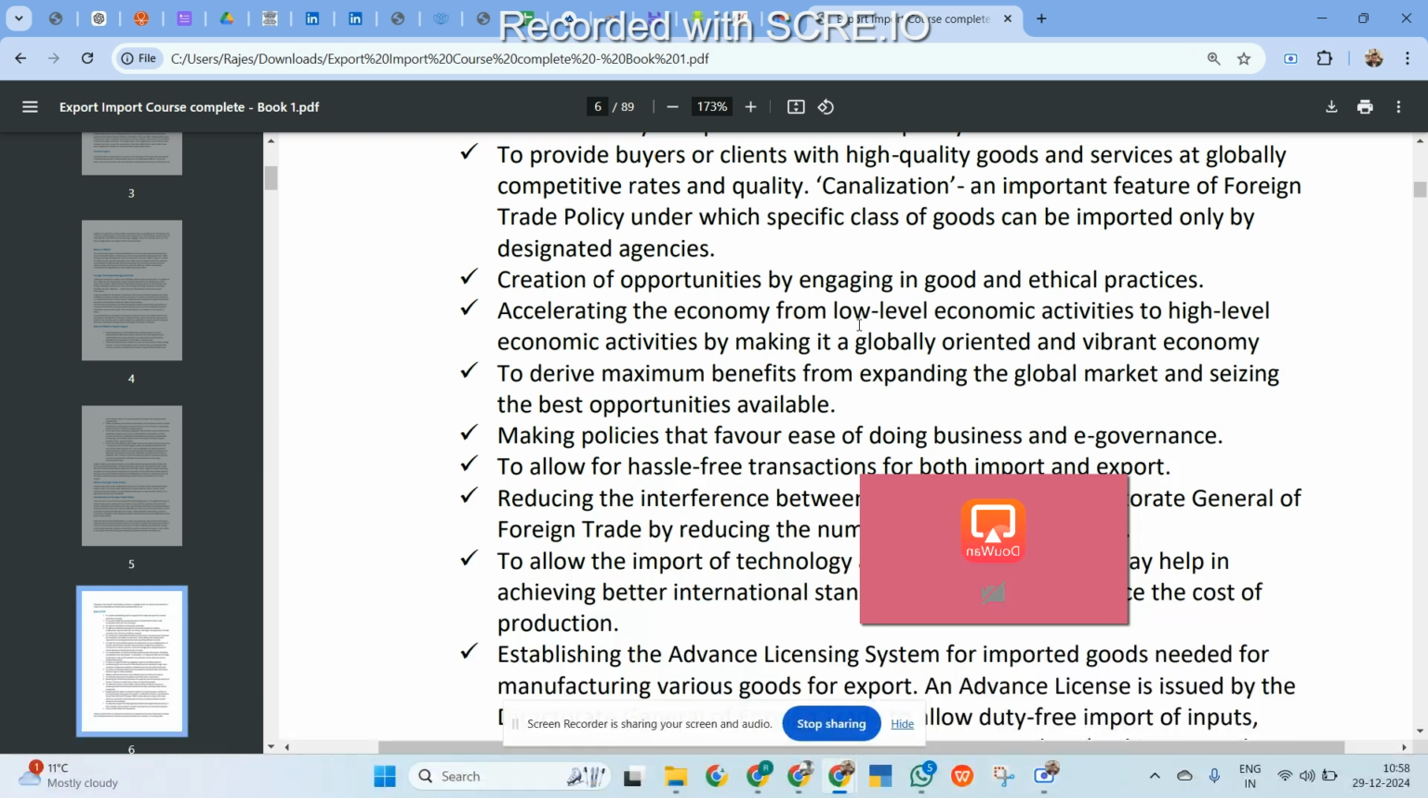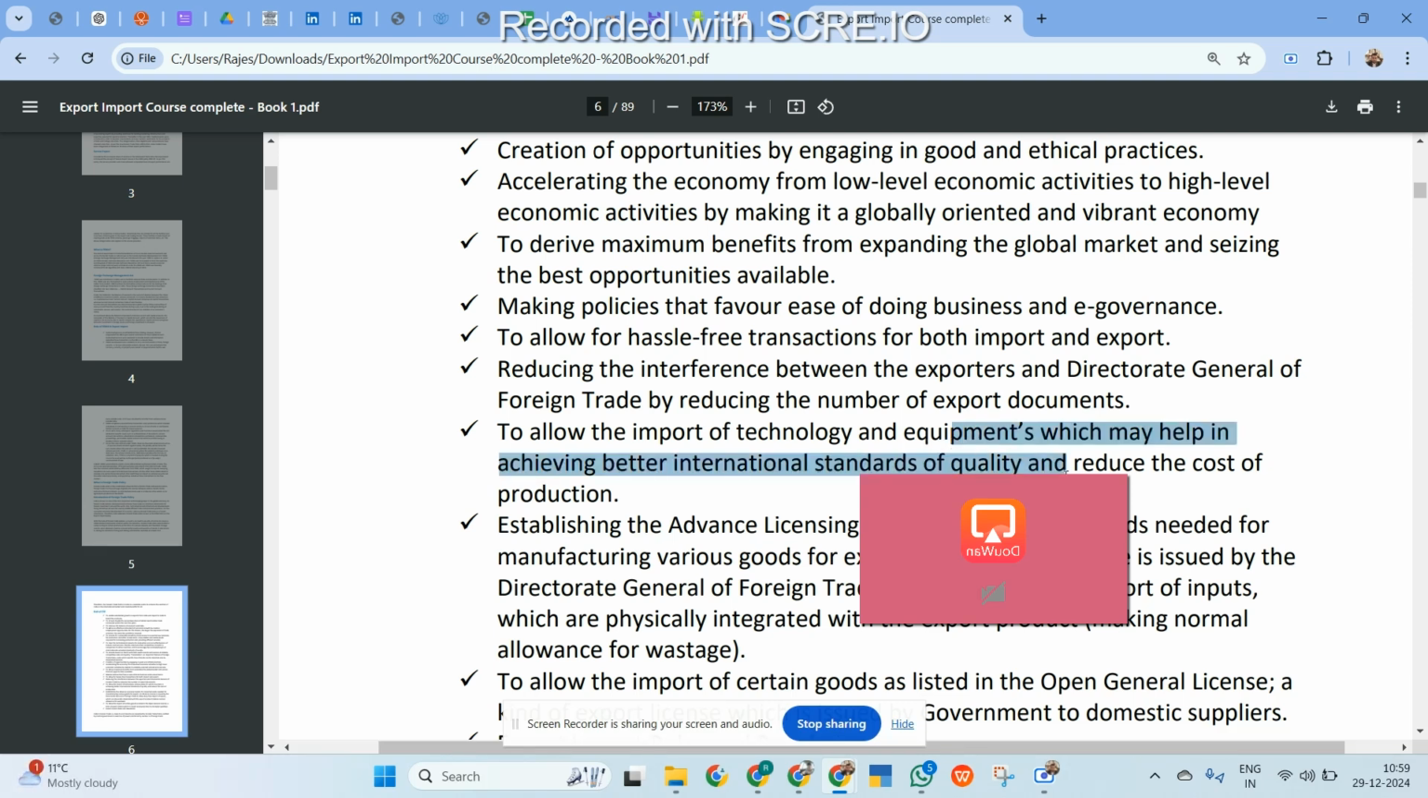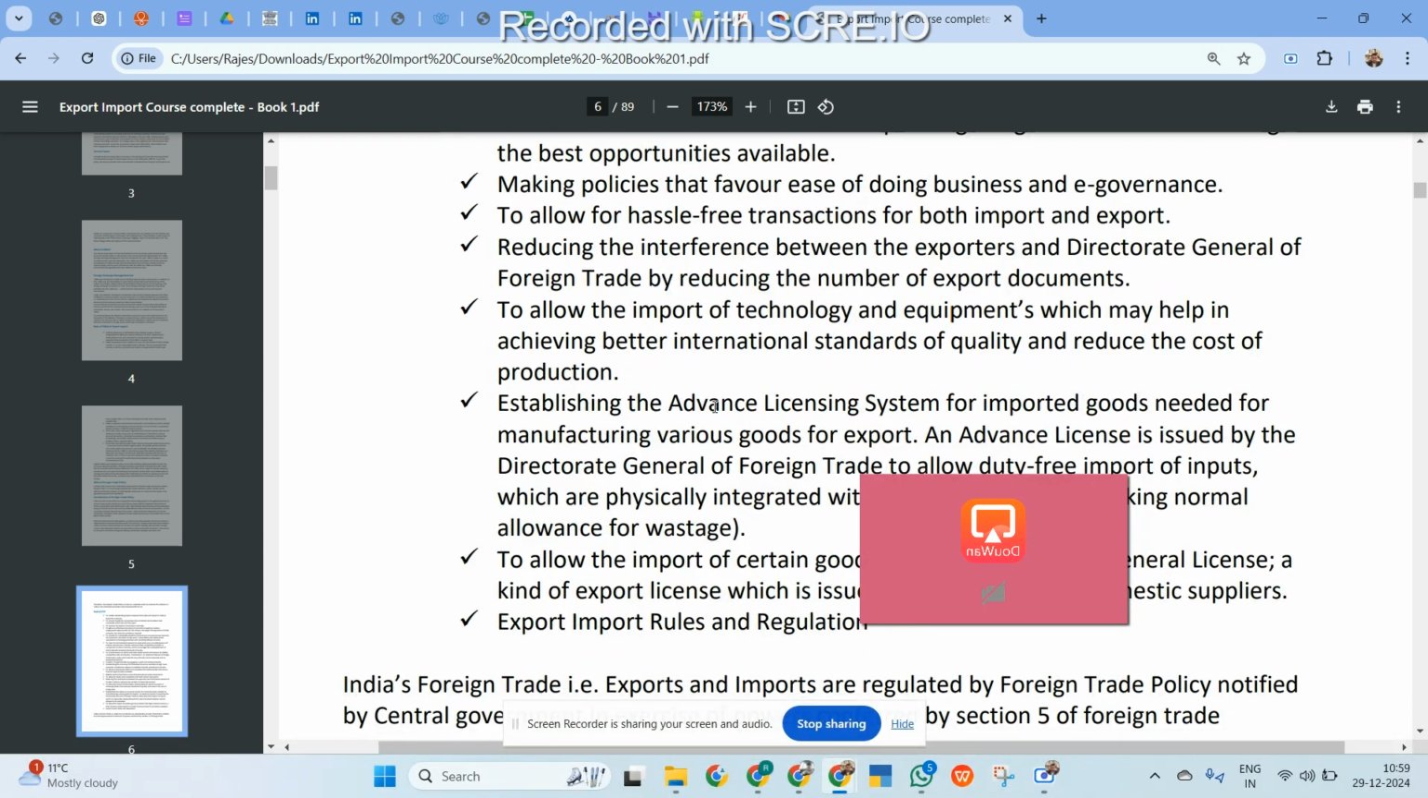Making policies that favor ease of doing business and e-governance, to allow for hassle-free transactions for both import and export, reducing the interface between exporter and the Director General of Foreign Trade by reducing the number of export documents; to allow import of technology equipment which may help in achieving better international standards of quality and reducing the cost of production; establishing the advance license system for imported goods needed for manufacturing various goods for export. An advance license is issued by the Director General of Foreign Trade to allow duty-free import of inputs which are physically incorporated in export products, making normal allowance for wastage.